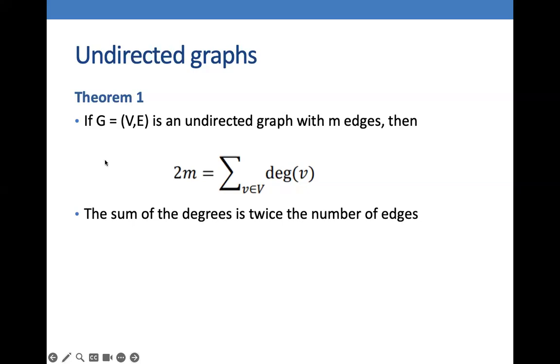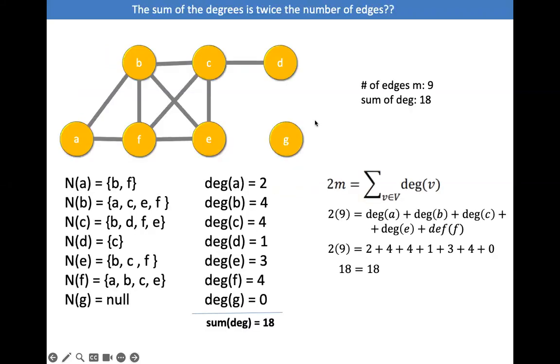If we have a graph G consisting of vertices as well as edges, and it is an undirected graph with M number of edges, then we can say that twice the number of edges is equal to the sum of all the degrees, the sum of the degrees of all the vertices. In other words, the sum of the degrees is twice the number of edges. So let us try to understand that. Let us go back to this example.